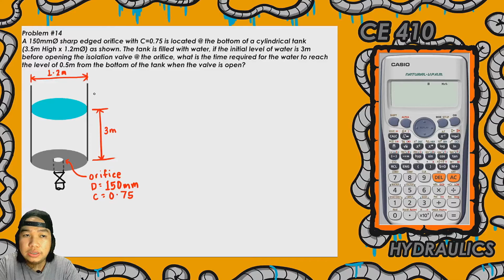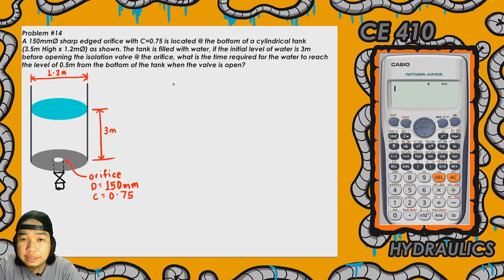Let's go! So ito yung problem. Problem number 14, a 150 mm diameter sharp edge orifice with coefficient of discharge C is equal to 0.75 is located at the bottom of a cylindrical tank with dimensions of 3.5 meters high and 1.2 meters diameter as shown in the screen. So the tank is filled with water. If the initial level of water is at 3 meters level before opening the isolation valve at the orifice, what is the time required for the water to reach the level of 0.5 meters from the bottom of the tank when the valve is open?